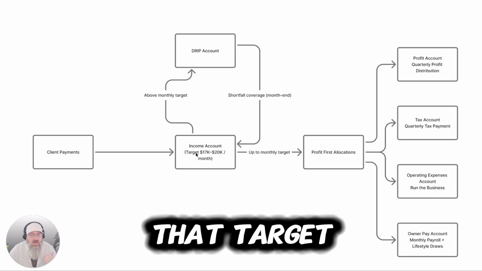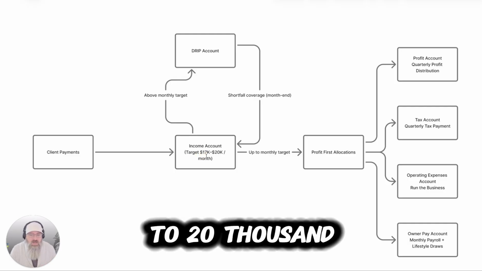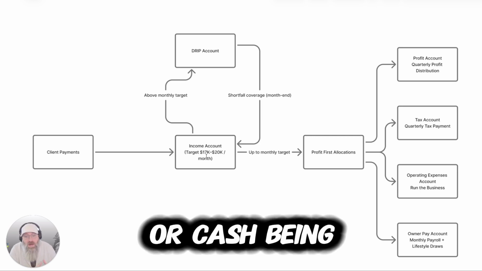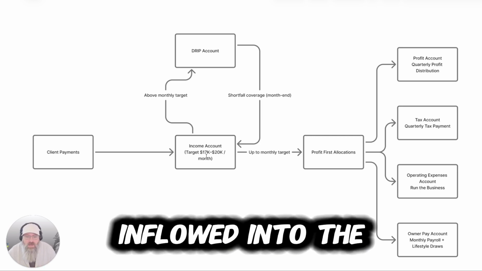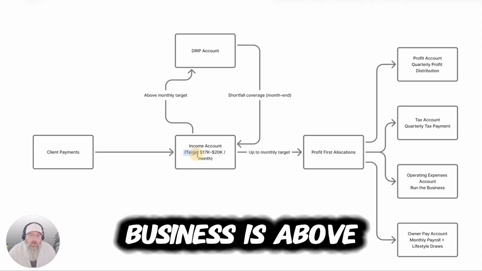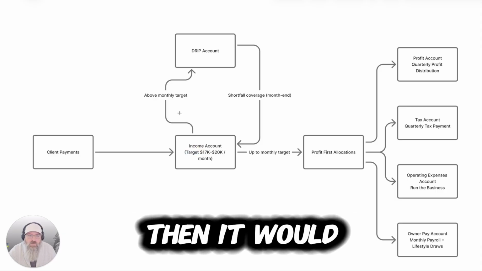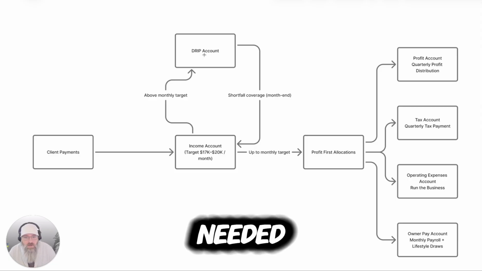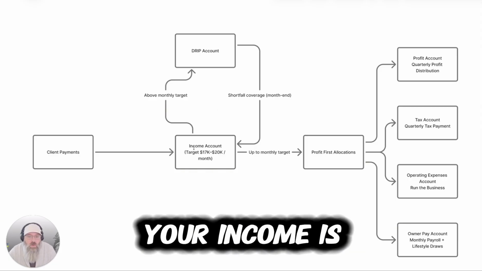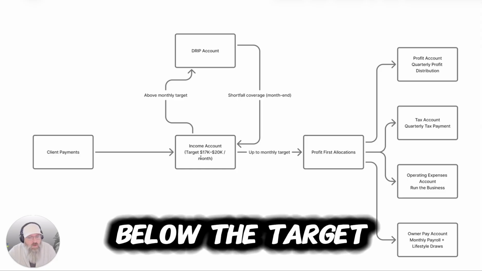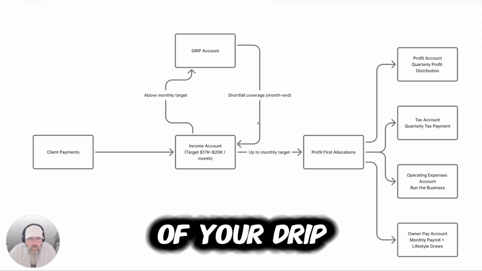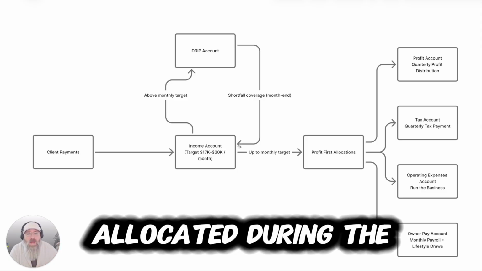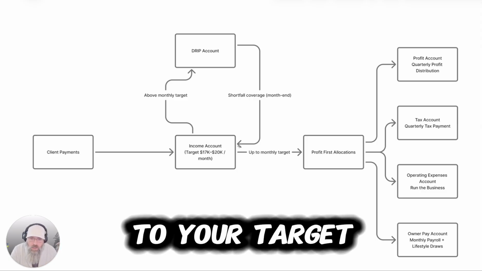Once you've determined that target, in this case they had a target of $17,000 to $20,000, in months when cash being inflowed into the business is above the target, that money would flow to the drip account and be accumulated until it is needed. On months when your income is below the target, you would take money out of your drip account to cover and bring that income balance, or the amount allocated during the month, to your target.